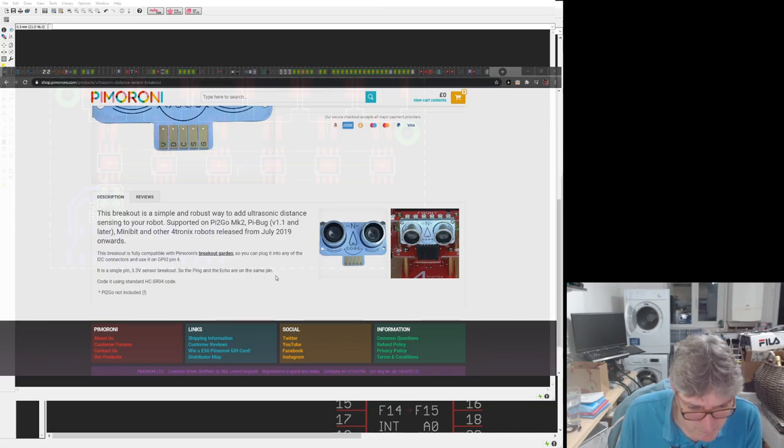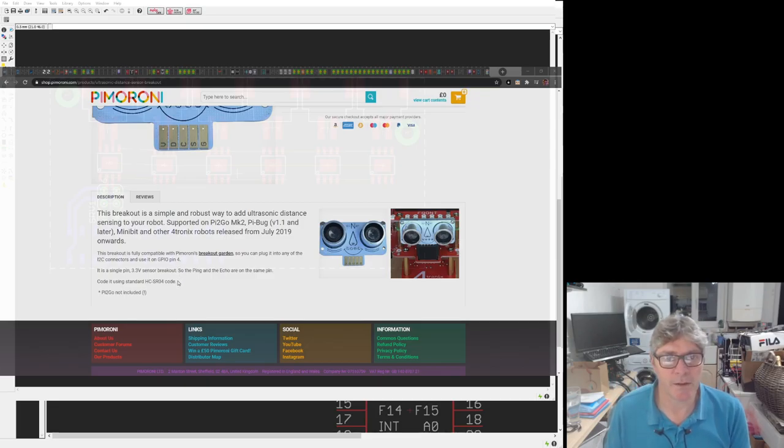Oh, what? Really? So we're best way out. Sonic distance sensor supported by Pi 2. Breakouts fully compatible breakout cards. You can plug in one of the I2C connectors and use it on GPIO pin 4. It's a single link transparent. So the ping and the echo are on the same pin. Well, that's a bit odd.